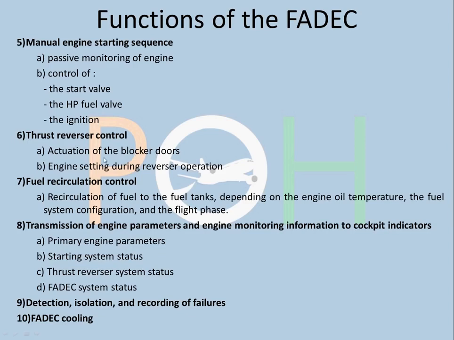Thrust reverser control. There's actuation of blocker doors. Engine setting during reverser operation. What's the setting that is to be followed? Fuel recirculation control: it recirculates fuel to the fuel tanks and is used for cooling. We'll discuss it in the fuel system.